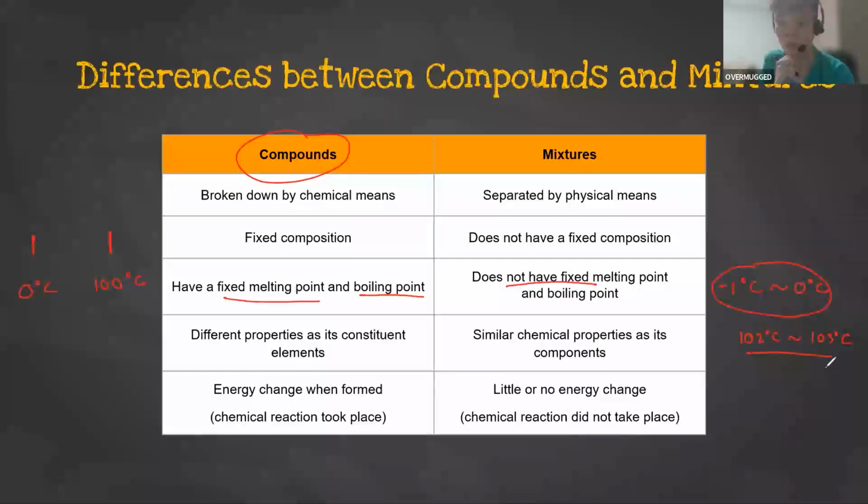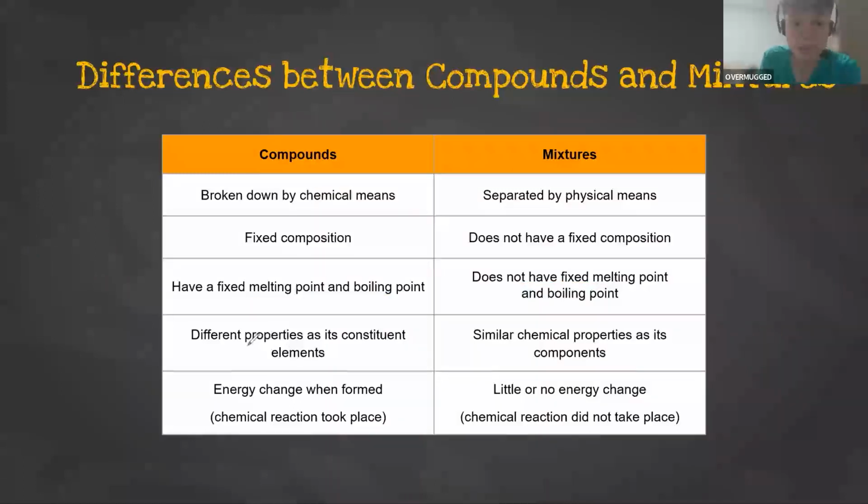And then your boiling point will be higher than usual. This will be a range of temperature as well. Then next, your compounds actually have different properties from their constituent elements. So what do I mean by that? Just now I showed you, right? Hydrogen gas and oxygen gas, they are gases. But when I combine them to form water, water is actually a liquid, a colorless liquid.